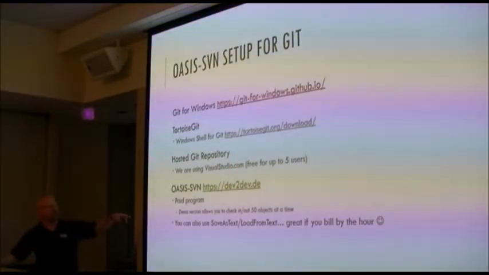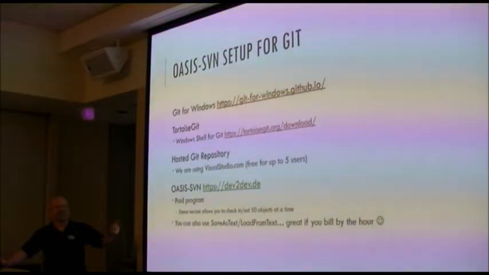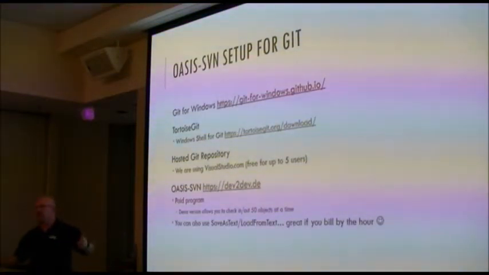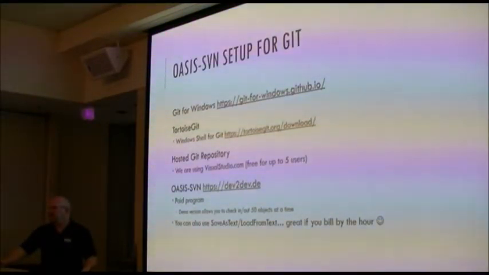And then OASIS. It is a paid program. There's a demo version that lets you check in and check out 50 objects at a time. It's fairly moderately priced. I think it did go up a little bit when you added the Git support, but I know a professional developer version is less than $100. It's priced in euros. I think it's 79 euros, so that's about $100, something like that.